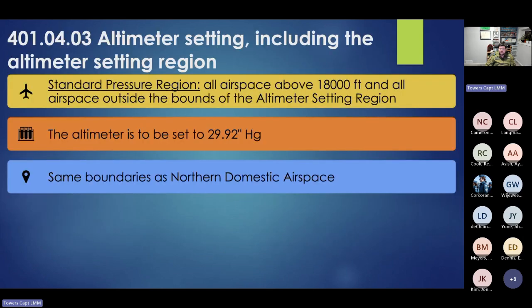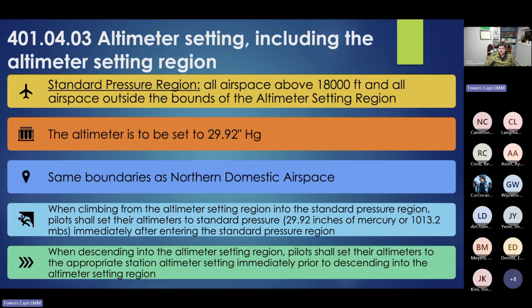And then when you're in the standard pressure region, so that's all airspace above 18,000 feet and all airspace outside the bounds of the altimeter setting region, you want to set it to the ICAO standard atmosphere reading of 29.92 inches of mercury. It has the same boundaries as northern domestic airspace. So whether or not you're at or above 18,000 feet, if you're in the northern domestic airspace, you're also in the standard pressure region.